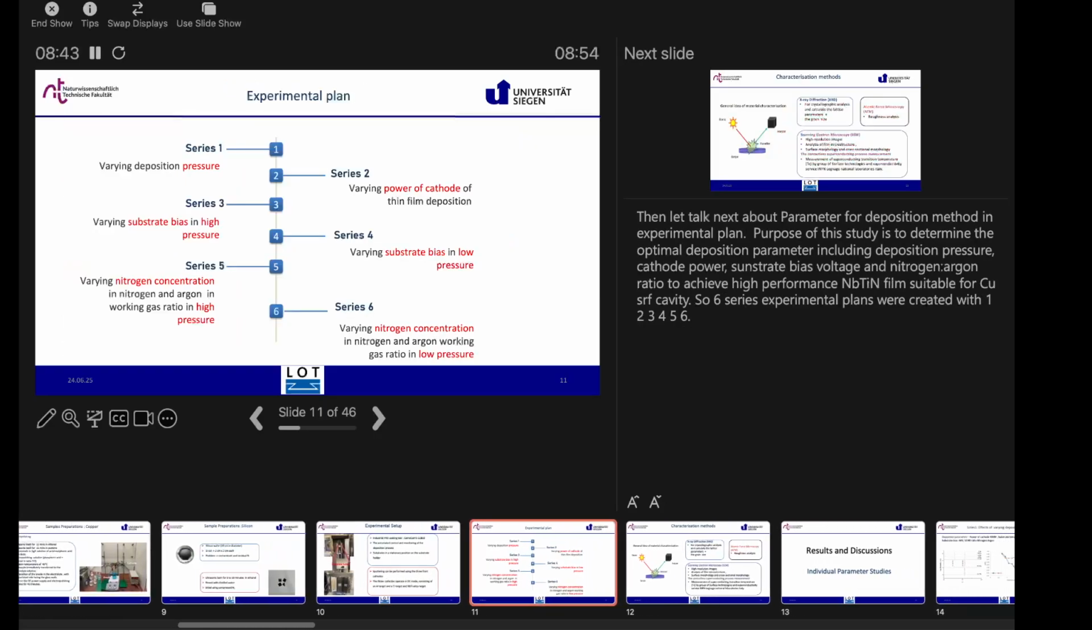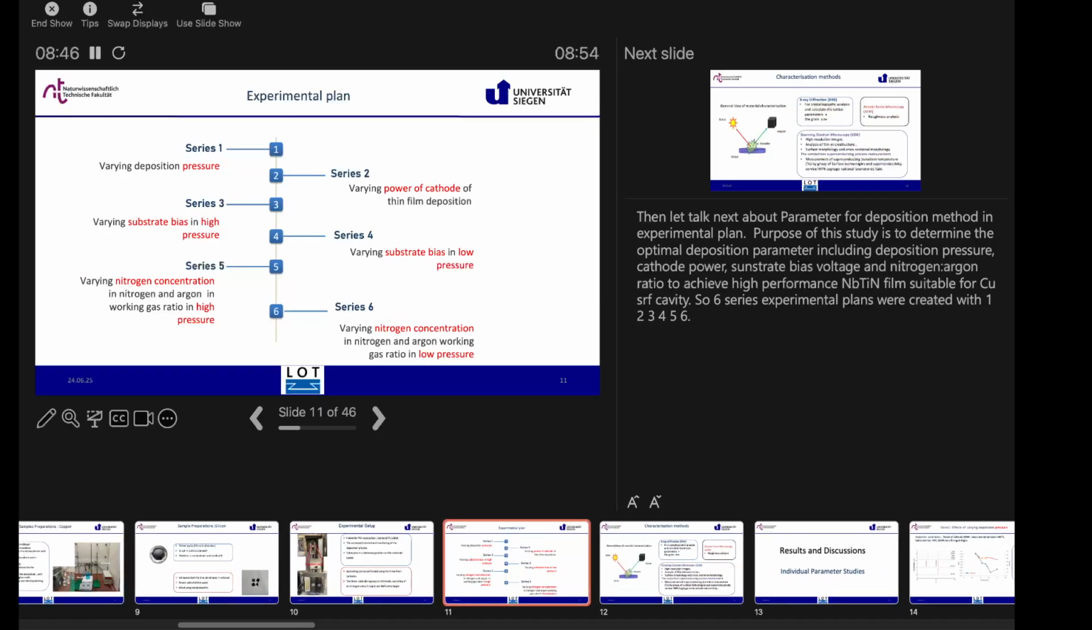Now, coming to the experiment, here in this master thesis, we vary four main parameters. Start with series 1, varying the deposition pressure, then the cathode power in series 2. For series 3 and series 4, we vary the negative substrate bias, at high pressure for series 3 and at low pressure for series 4. For the last parameter, we vary the nitrogen concentration ratio in the working gas, at high pressure for series 5 and at low pressure for series 6.